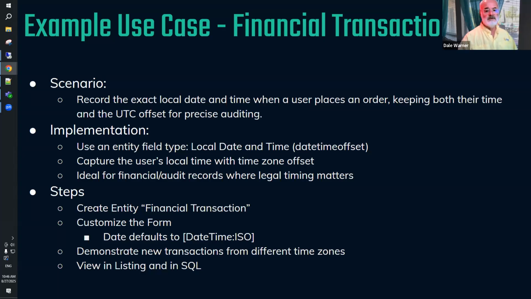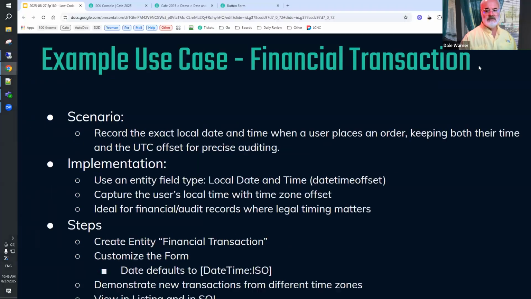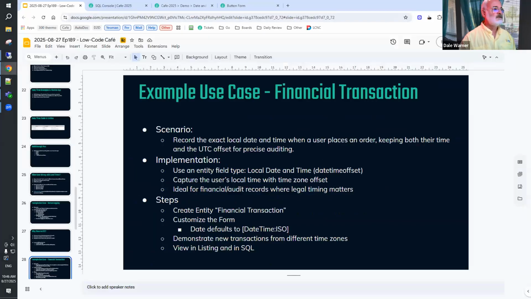So we're going to record the exact local date and time when the user places an order, and we're going to keep both the time and the UTC offset for auditing. So we're going to do that by way of a new entity, and it's going to use local date and time, which again is the date time offset, and we'll see it record it. And this one was really pretty easy, so we'll get there quite quickly.